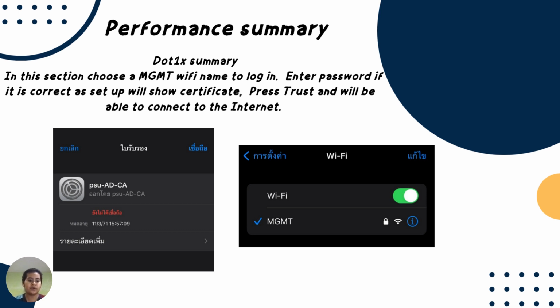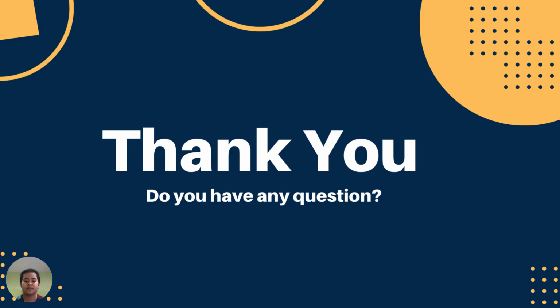Okay, and the performance summary. The 802.1X summary in this section shows the MGMT Wi-Fi name to log in, and you enter the password. If it is correct, it will upload the certificates, you press trust, and you will be able to connect to the internet and use the internet. Yes, thank you.